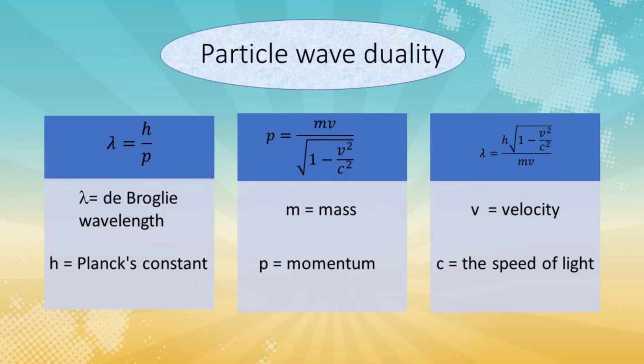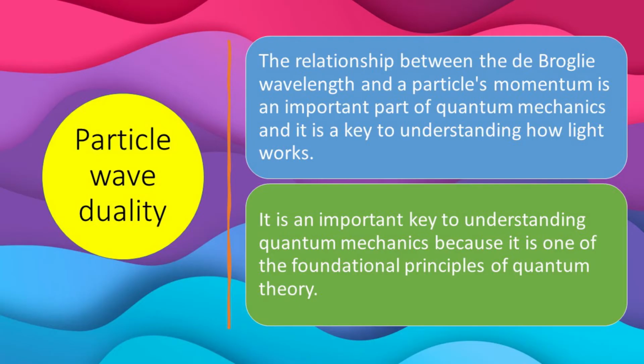Here we have the formula for the de Broglie wavelength. We also expand it to include the effects of special relativity based on relativistic momentum. The relationship between the de Broglie wavelength and a particle's momentum is an important part of quantum mechanics, and it is a key to understanding how light works. It is also an important key to understanding quantum mechanics because it is one of the foundational principles of quantum theory.